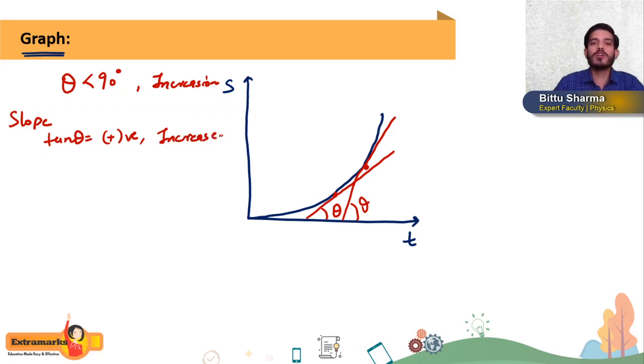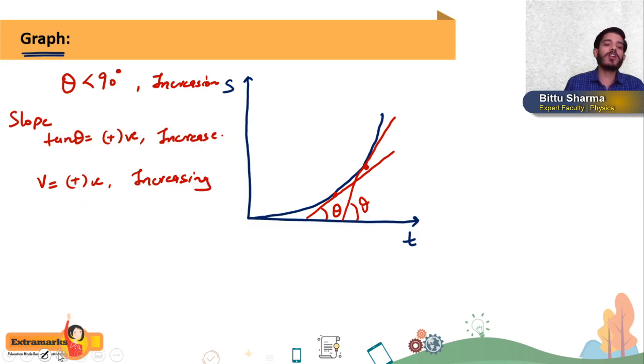Getting or not? First of all, in any graph, what should we check? Either it's a displacement time graph, or a velocity time graph, or an acceleration time graph, whatever graph it is, first of all we should check theta. Okay, now what is slope, students? Slope of a displacement time graph is, we know, velocity. So velocity is positive here and it is increasing.